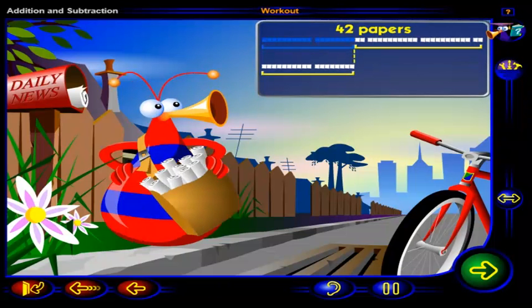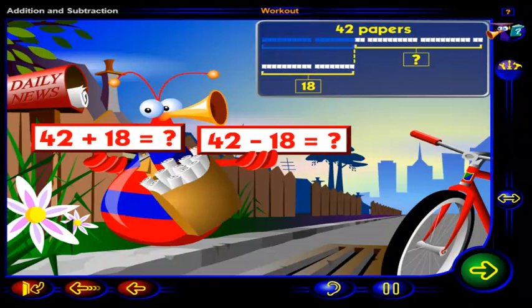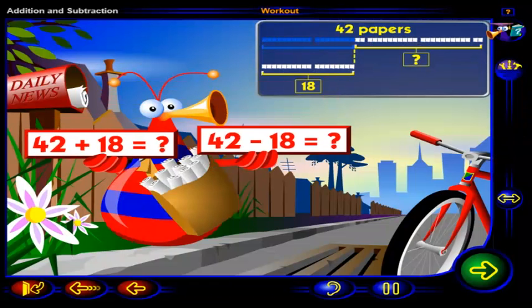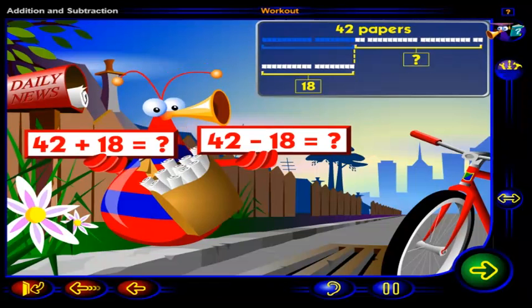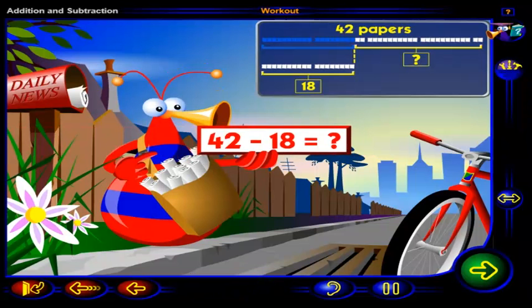Out of 42 newspapers, you've delivered 18 so far. So, how many more papers do you have to deliver? Which number sentence can we use to find how many more papers our friend has to deliver? Click on a number sentence, and when you're done, click OK. That's right. This is the correct number sentence.